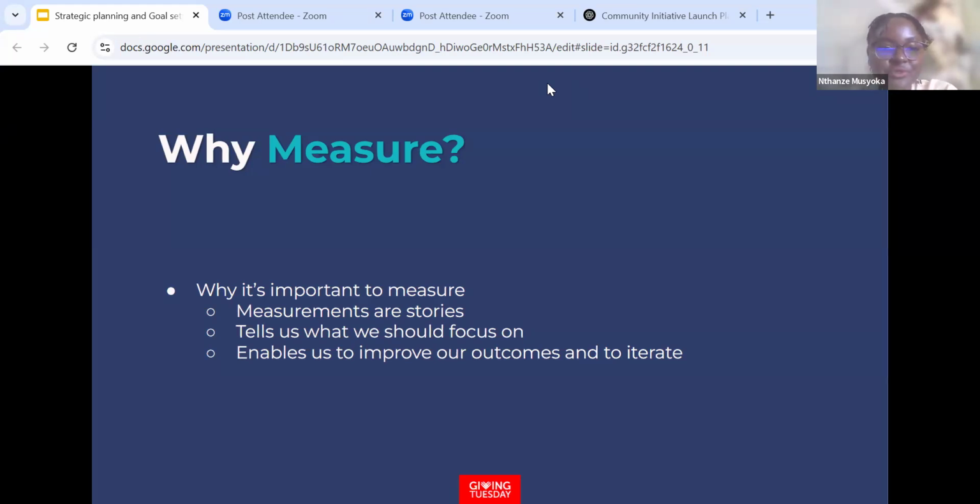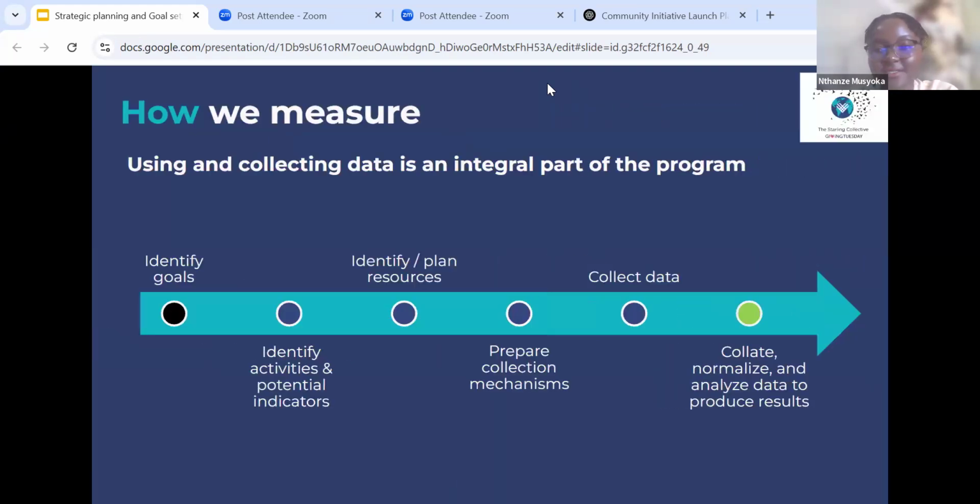And how then do we measure? Of course, the first thing is identifying a goal, and we said goals do make such a big difference. Then once you have your goal, just the way we've done that exercise, you need to identify the potential activities and the different strategies and any potential indicators that you're going to use to measure your progress. And then after you've identified all that, write up a plan, find the resources you need, and all that. And then the other thing is prepare to measure.